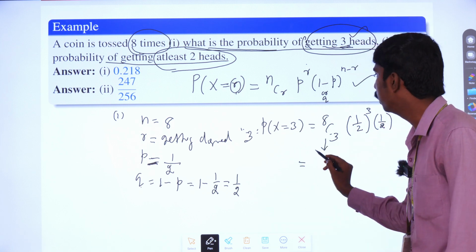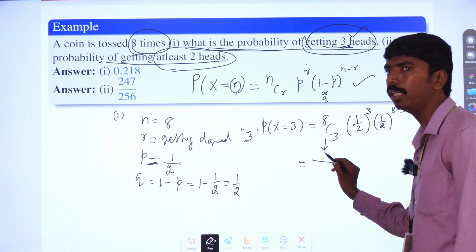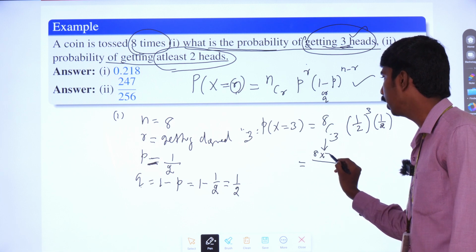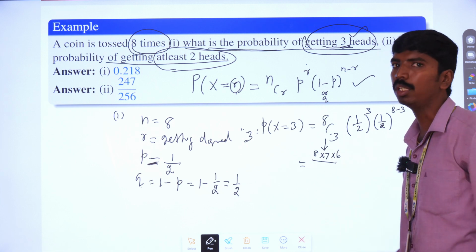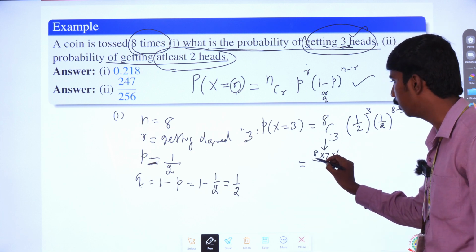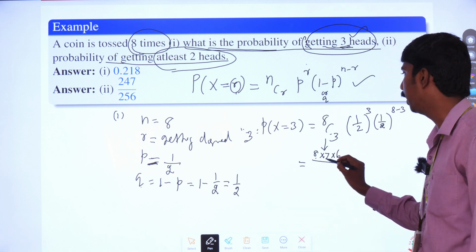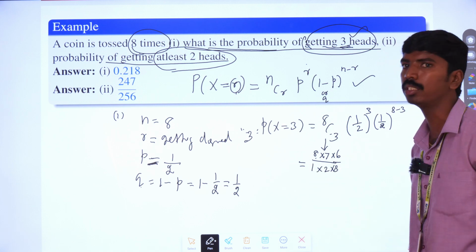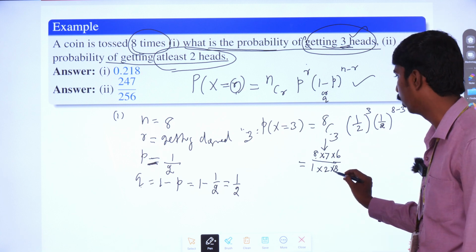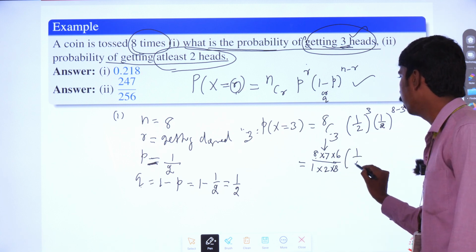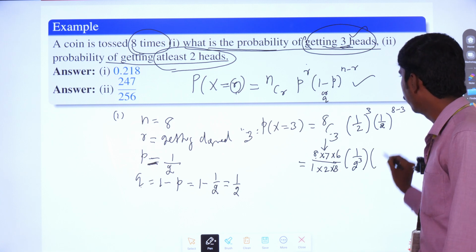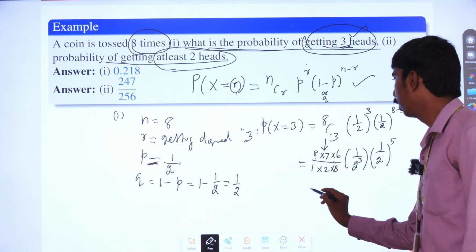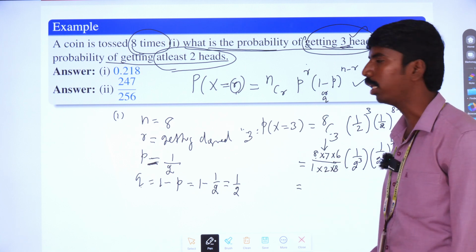So how to write 8C3: in the numerator you will have 3 terms, in the denominator you will have 3 terms. You start with 8, therefore 8 into 7 into 6. So the numerator 3 terms, you start with 8 and reduce by 1 each time, that is 8, 7, 6, and in the denominator you can write 1 into 2 into 3. You start with 1 and stop at 3. Then 1 by 2 power 3, and similarly 1 by 2 power 8 minus 3, which is 5.